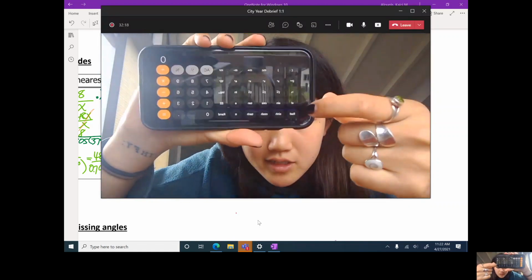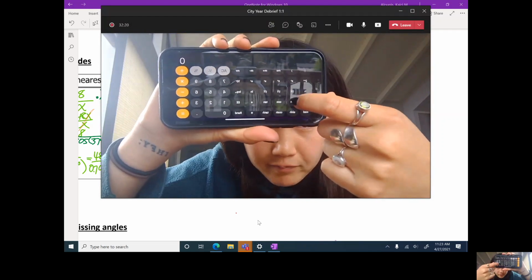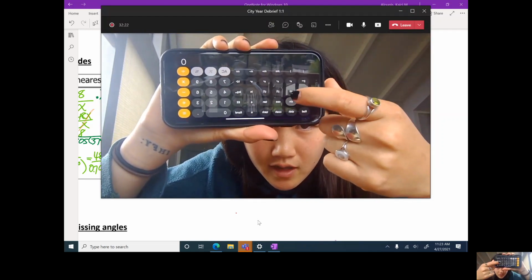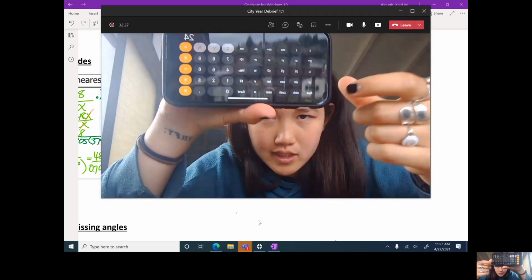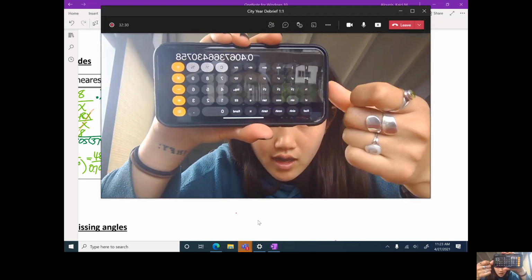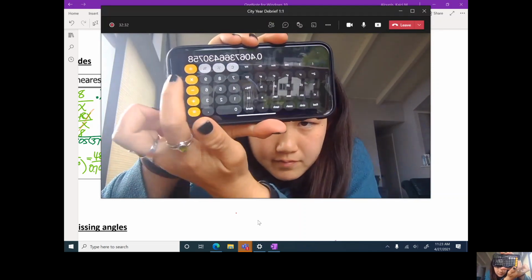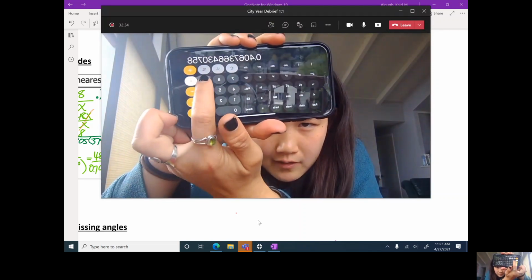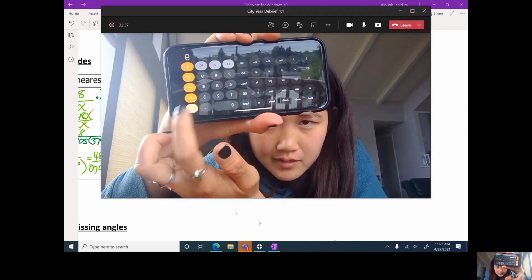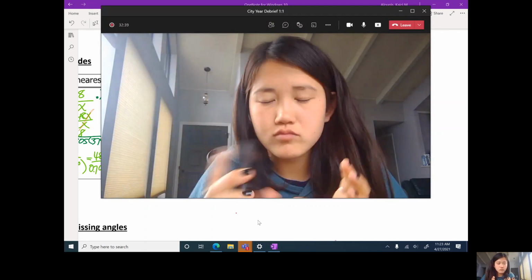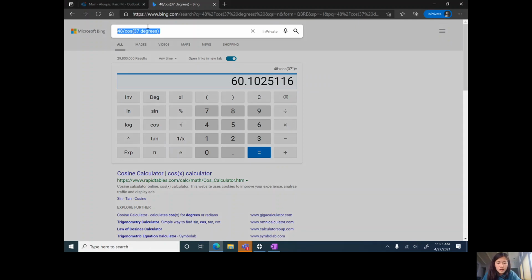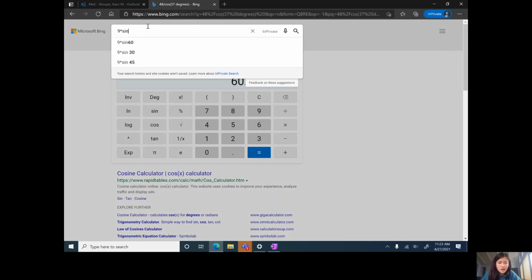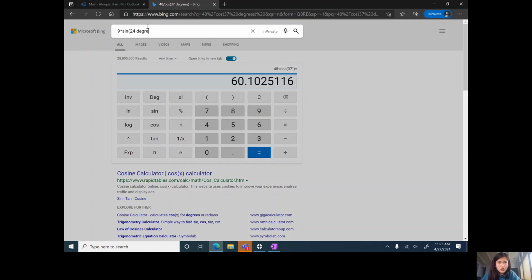If I were to do it the other way around and press sine first, it thinks I'm taking the sine of 0. So I need to put in the value that I want to take the sine of first, and then I'm going to multiply that by 9, and I'm going to get, wait a minute, is that right? I think that's right, and we can check. Let's check it on here. So 9 times sine of 24 degrees.